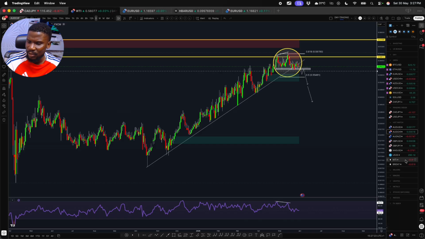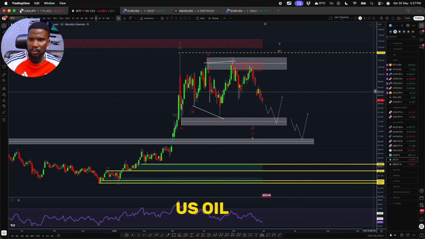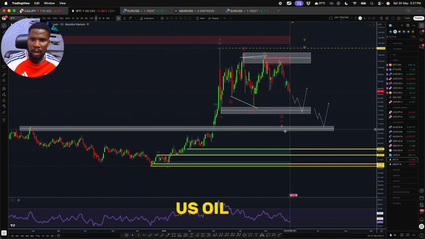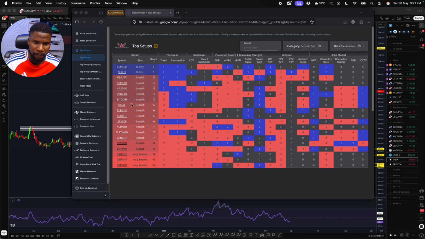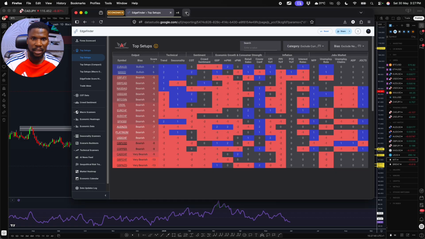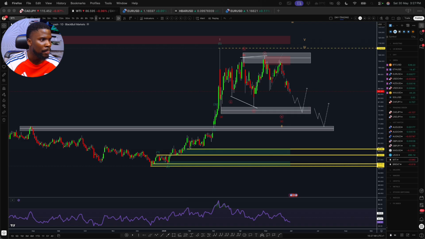Do I want to talk about WTI? I think I want to talk about WTI. So WTI, I want to look for a buy opportunity, but a short looks good because even on Edge Finder, oil is forecasted to be bearish, with a score of -6 right here. So oil is bearish. If you're interested in selling oil, this is how I will look into it on the 4 hour band.